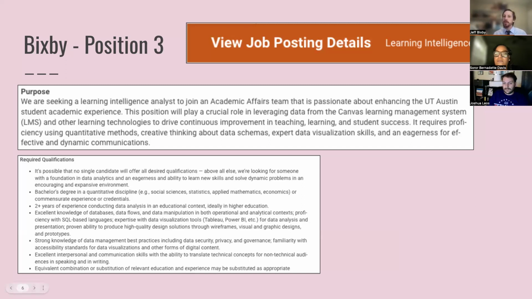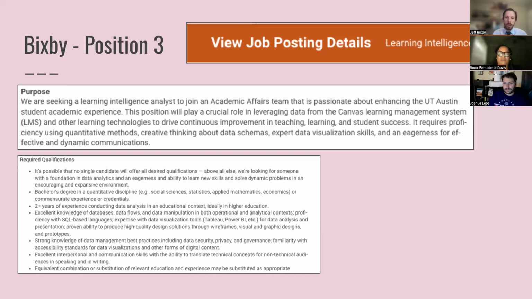But I would say of the three, this is probably the position that is least aligned. It is definitely interesting. I can see elements of it that I'm definitely drawn to, but there's also things that I'm not as interested in. But given the emphasis on Canvas, this is something that I'm very comfortable with. I've used Canvas in my previous position as a high school teacher. I'm definitely using it now in my position with UT High School. And so I am familiar with the ways in which you can pull data out of Canvas in order to understand how it's being used or how students are engaging with it.